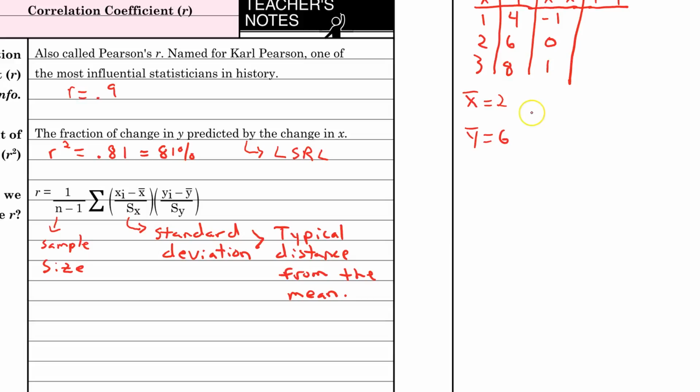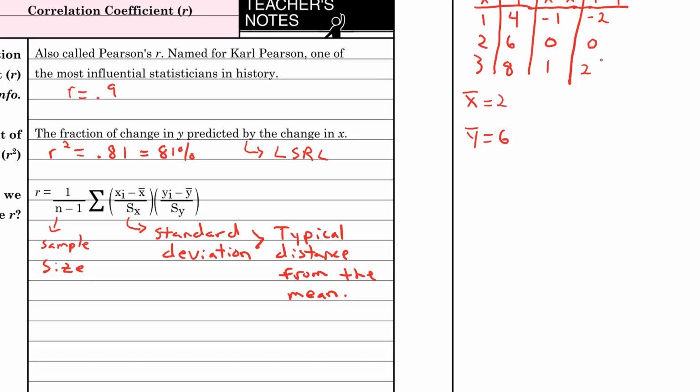Our y bar is 6. I'm going to take each of my y's and subtract 6. So 4 minus 6 is negative 2. 6 minus 6 is 0. And 8 minus 6 is positive 2. Again, we see this summing to 0.